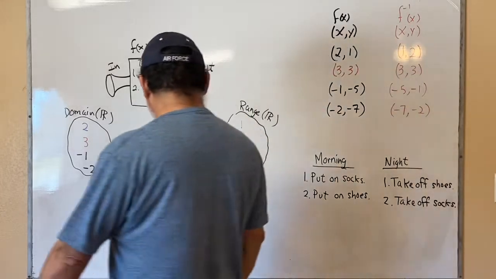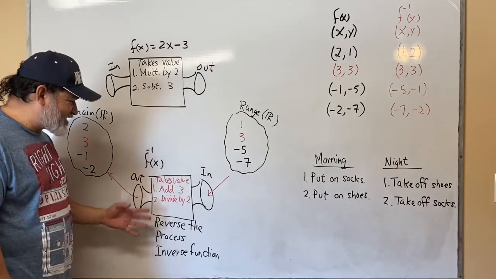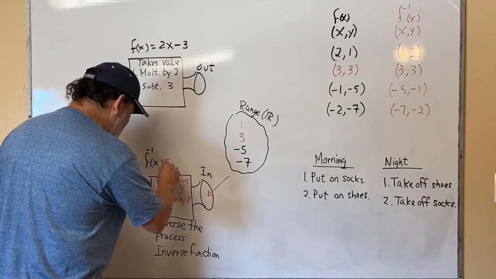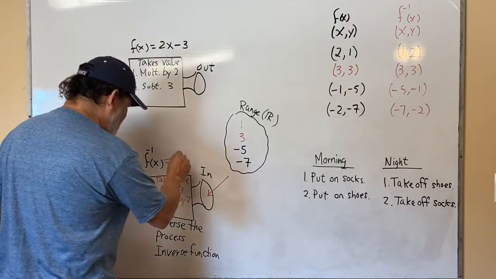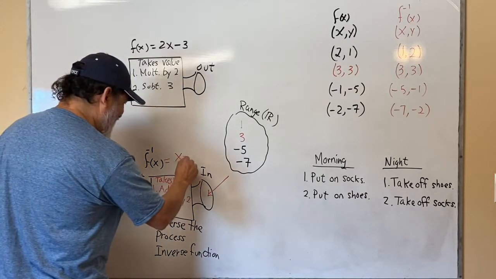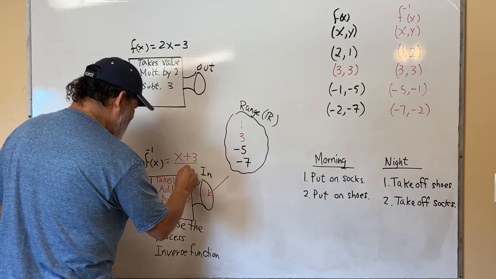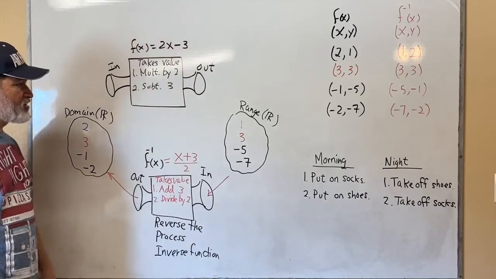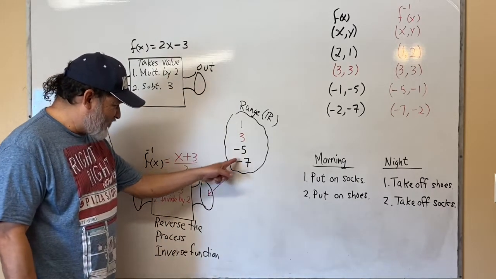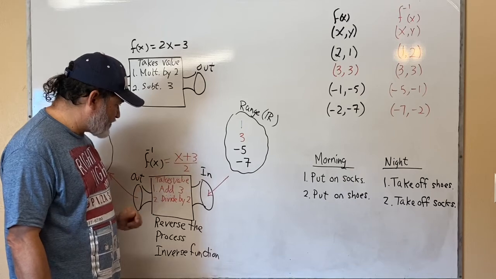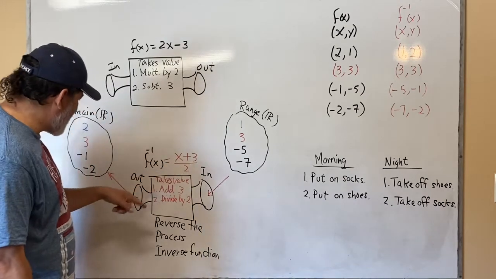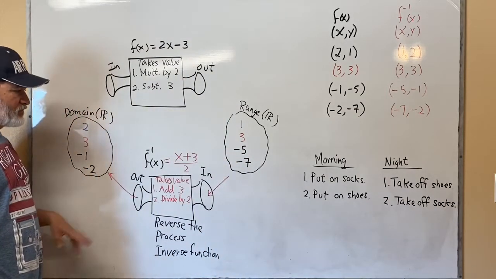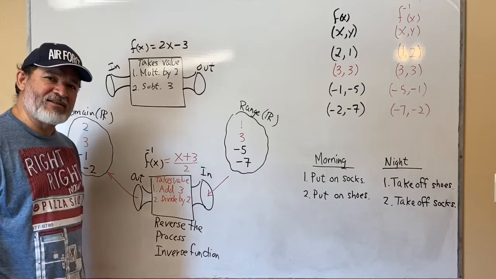Okay. So can we find an expression for the inverse? Yes, we can. The inverse is going to be what? Well, it takes the value, add 3, divided by 2. That's the inverse. This works. Watch this. Negative 5 goes in. What's negative 5 plus 3? Negative 2. Negative 2 divided by 2 is negative 1. So when negative 5 goes in, negative 1 comes out. That's the inverse, guys, okay?